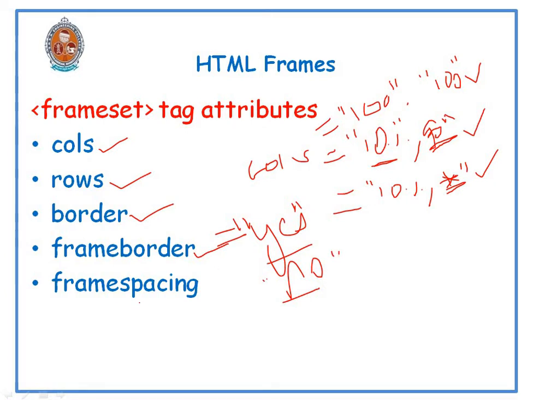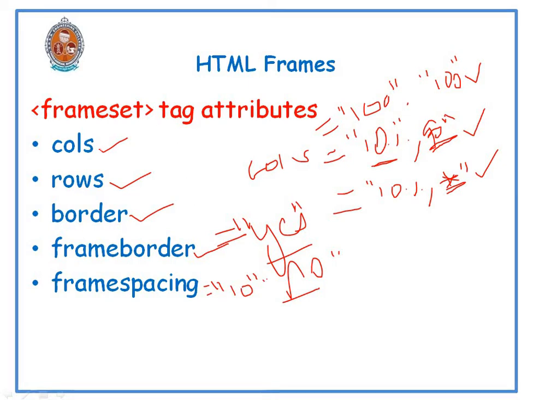And coming to the last one, frame spacing. The name indicates that the frame spacing attribute is used to specify the space between each frame. It takes pixel values, for example frame spacing equals 10. So it specifies the distance between each frame by the value 10. These are the attributes of the frameset tag.